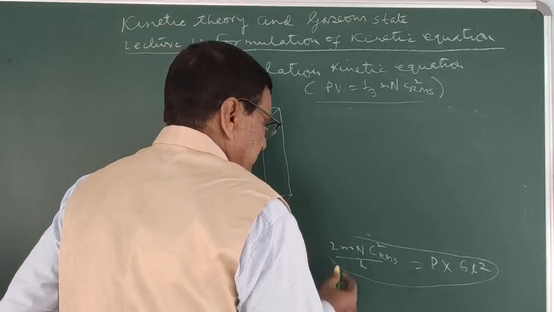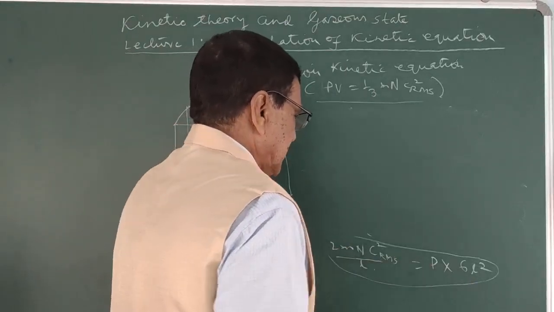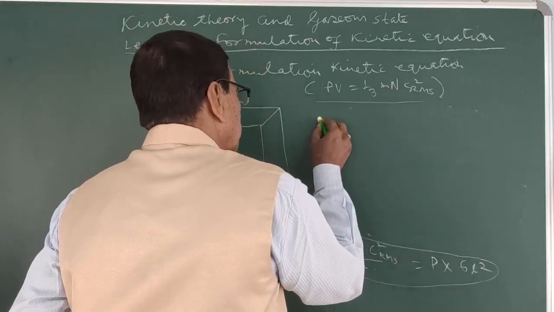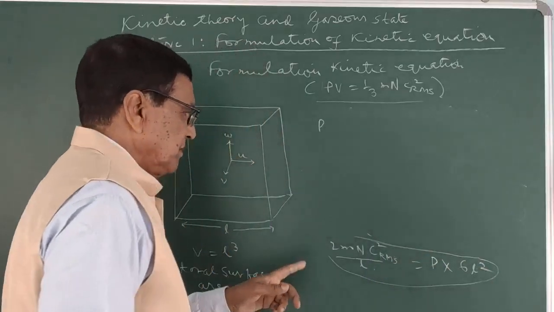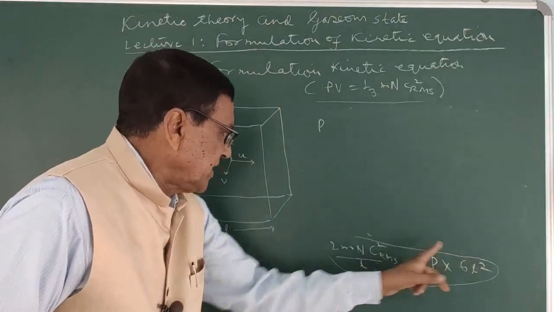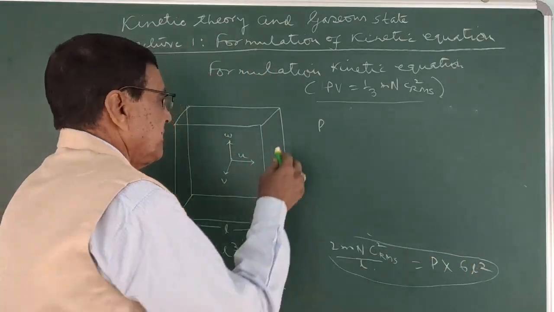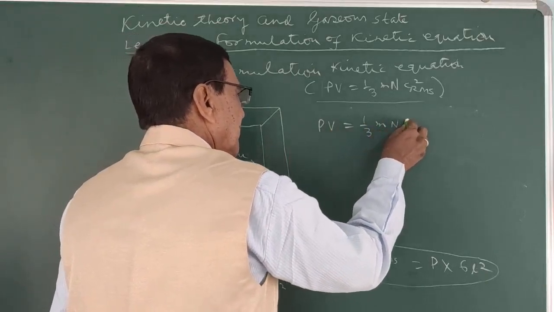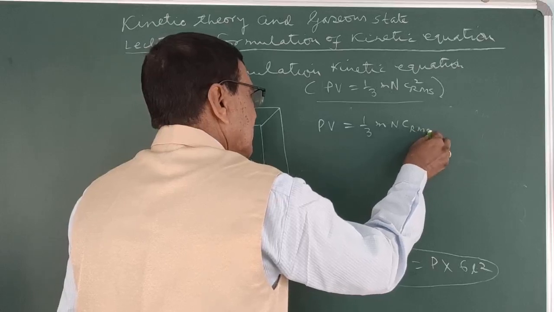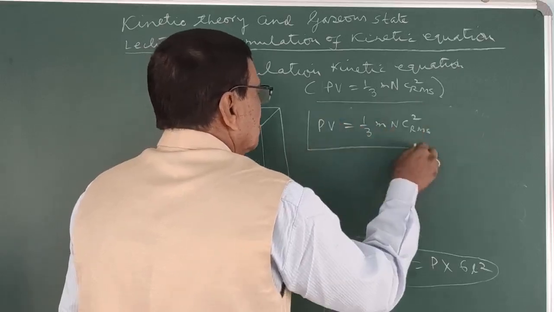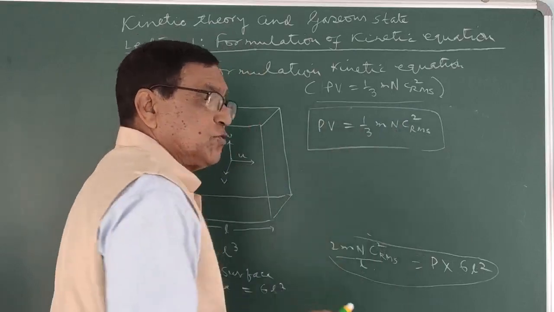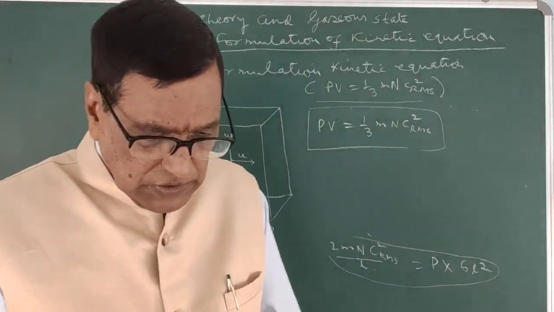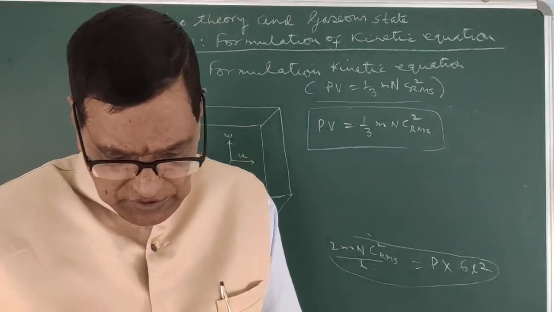If we simplify, then the 2 will go, and we have L square here, so P times L cube, and L cube means V, the volume of this gas, is equal to one third m N c RMS square. So this formula has been developed. N is the total number of molecules present in this vessel. So the kinetic equation has been developed.